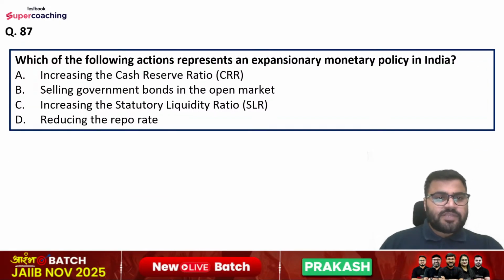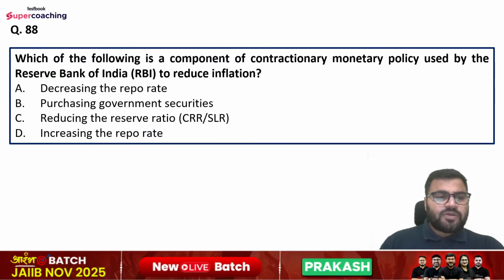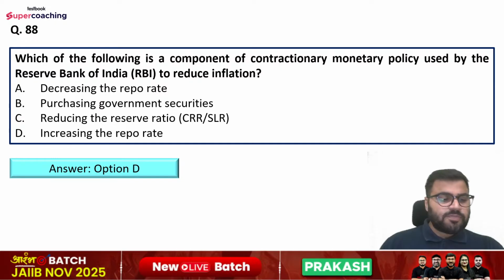Question number 87, which of the following actions represents an expansionary monetary policy in India? So options are increasing the CRR, selling government bonds in the open market, increasing the SLR, reducing the repo rate. So right answer is option number D. Question number 88, which of the following is a component of contractionary monetary policy used by the RBI to reduce inflation? Options are decreasing the repo rate, purchasing government securities, reducing the reserve ratio, that is CRR and SLR, or increasing the repo rate. So right answer is option number D.